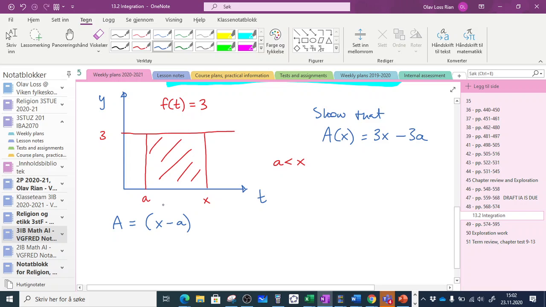So that's the length of our rectangle. And we want to multiply that with the height to find the area. And the height is given by this function value, which is constant, so that's just 3. And if we write this together, we can multiply this bracket with 3, and we get 3x minus 3a, just using a bit of simple algebra, which was what we were supposed to show. So the area function A equals 3x minus 3a.